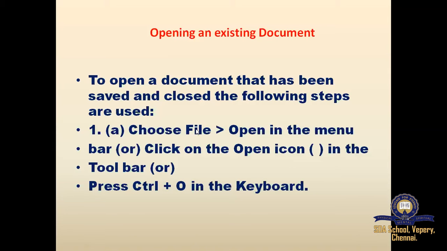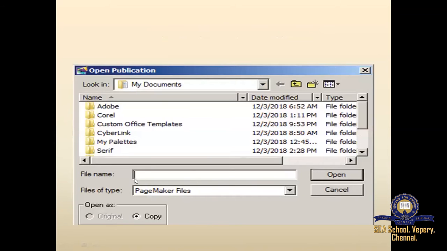Please select the File menu. From the File menu, choose the Open option, or click on the Open icon in the toolbar, or press Ctrl plus O on the keyboard. This is your Open Publication dialog box.